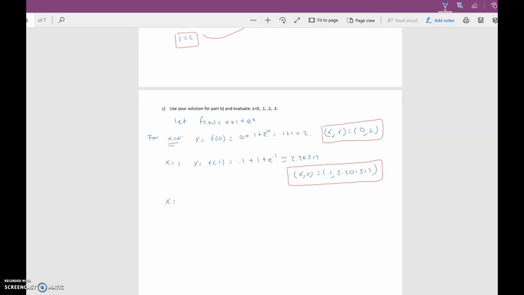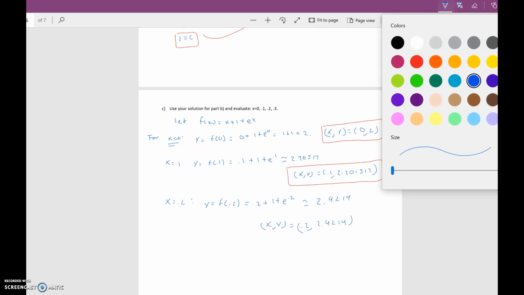Next one, x is equal to 0.2. So your y value is going to be f of 0.2, which is equal to 0.2 plus 1 plus e to the 0.2, which is going to give us, I'm getting 2.4214. So as an x and a y, we're looking at (0.2, 2.4214). I'm trying to keep 4 decimal places.